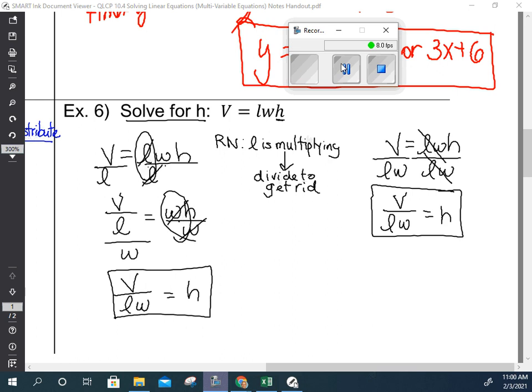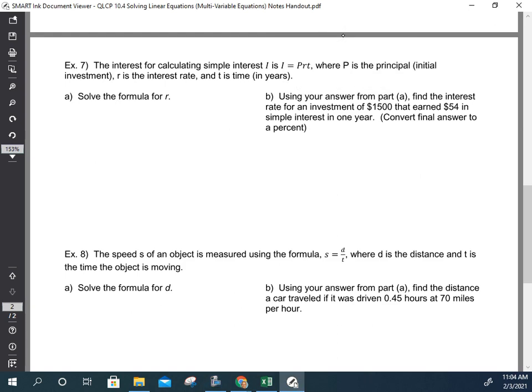All right, finish off our work today. So now we're going to solve this out in word problem formats using formulas that you're familiar with, and so forth. So problem 7. Calculating simple interest. So I equals P times R times T. So we've done simple interest before, earlier in the first semester.